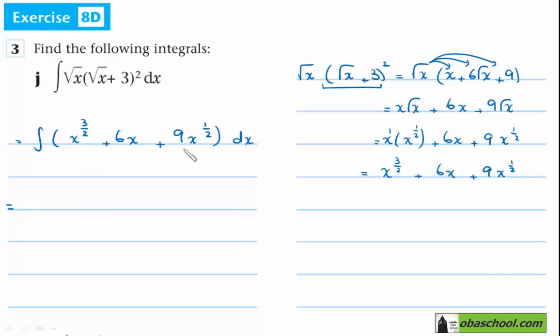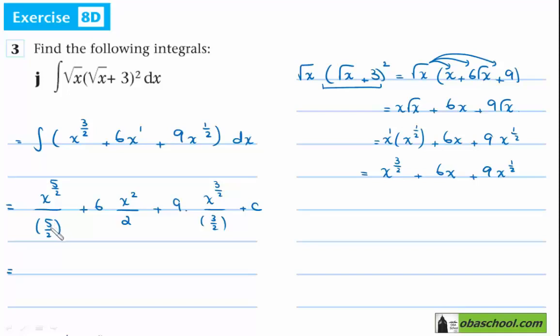So now we can do each term separately. Let's take the first term, so it becomes x to the power 3 over 2 plus 1 is 5 over 2, all divided by n plus 1, that is 5 over 2, plus 6x, x is to the power 1, n plus 1 is 2, divided by 2, plus 9x to the power half, half plus 1, which is n plus 1, is 3 over 2, all divided by n plus 1, that is 3 over 2, plus c, the constant.